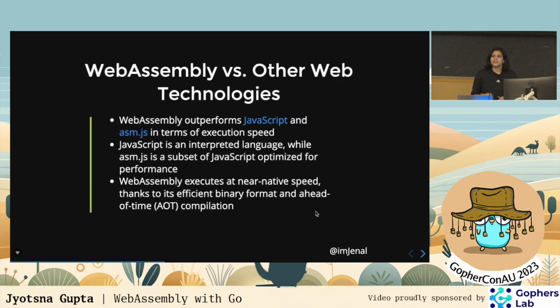And if we compare WebAssembly with other technologies, I've mentioned JavaScript again. WebAssembly outperforms JavaScript and ASM.js in terms of execution speed. JavaScript is an interpreted language and ASM.js is a subset of JavaScript, and you can say ASM.js has provided the evolution of WebAssembly actually. And WebAssembly executes at near native speed thanks to the efficient binary format and AOT compilation.